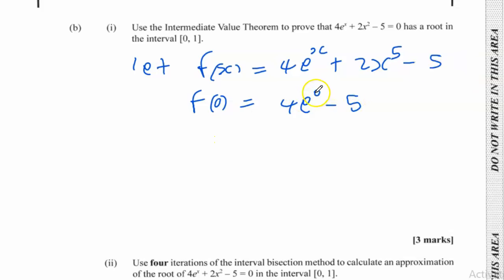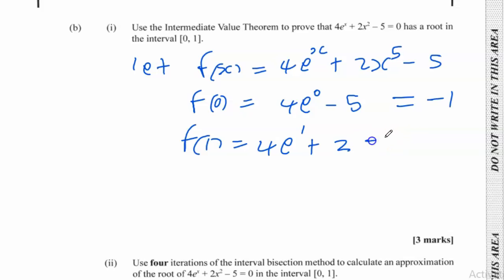So f of 0 becomes e to the 0, which is 1, so 4 minus 5, that's negative 1. We can also find f of 1. F of 1, we're replacing x with 1 now, so that's 4e to the power 1 plus 2 times 1 to the power 5, which is just 2, minus 5, and this gives us positive 7.87, I'm getting.